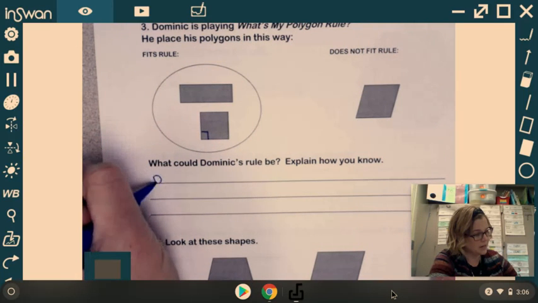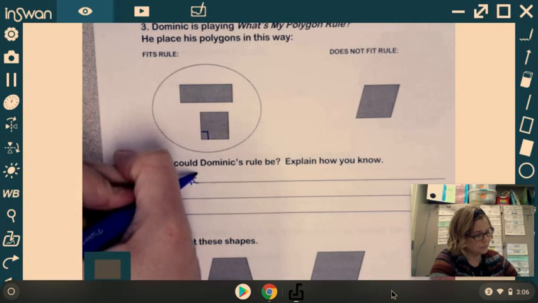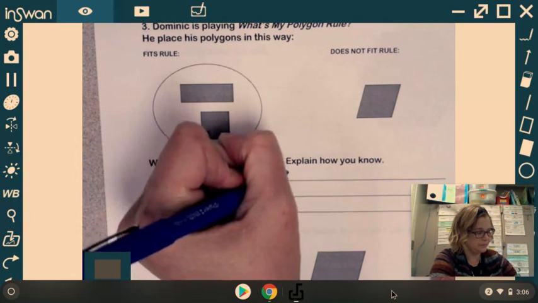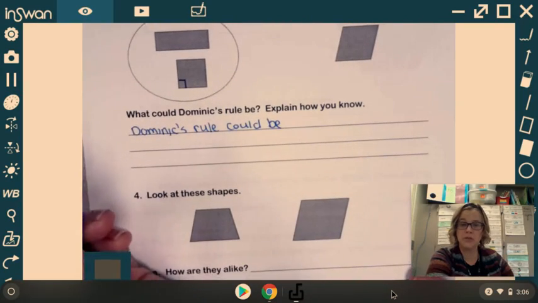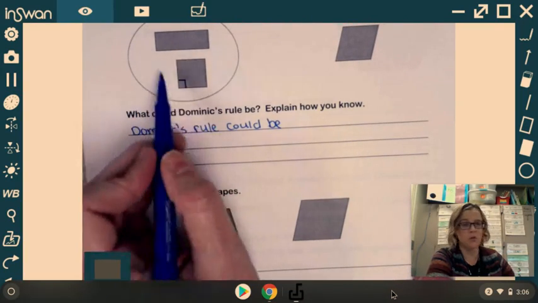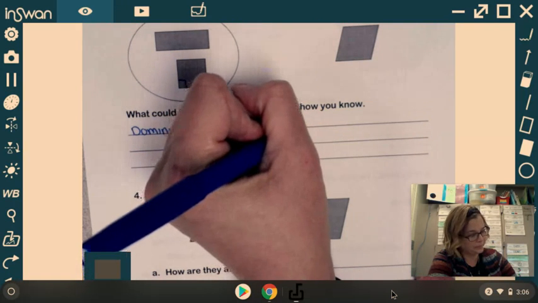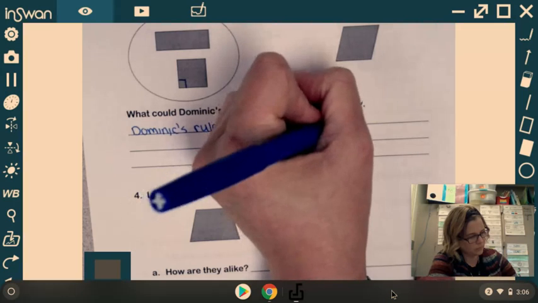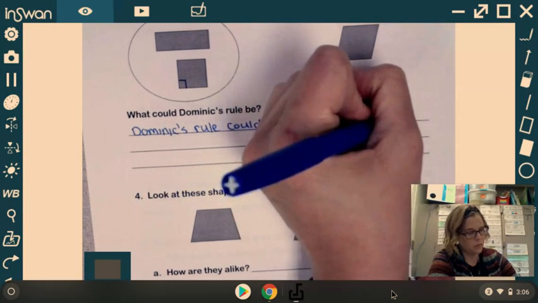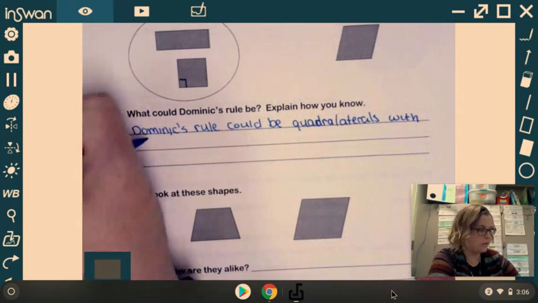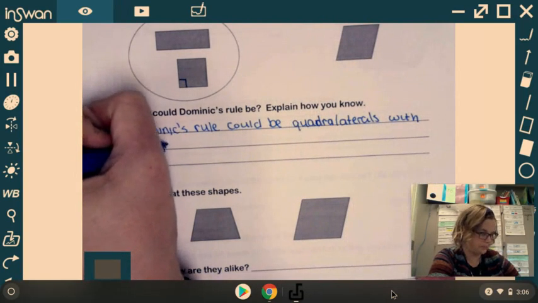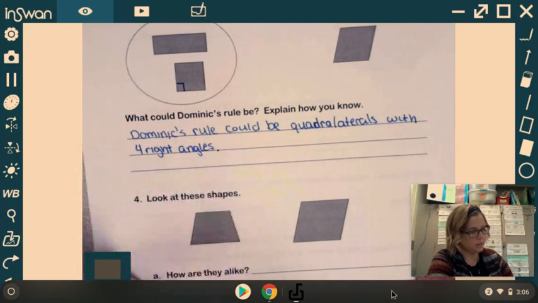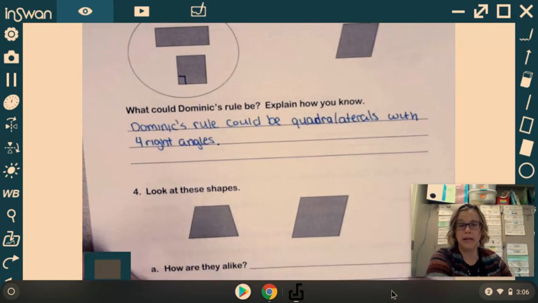I'm going to say Dominic's rule could be, I'm going to use some of my math terms that I know. These are quadrilaterals, so I'm going to use that, with 4 right angles. Okay, so that's my rule. Quadrilaterals with 4 right angles.